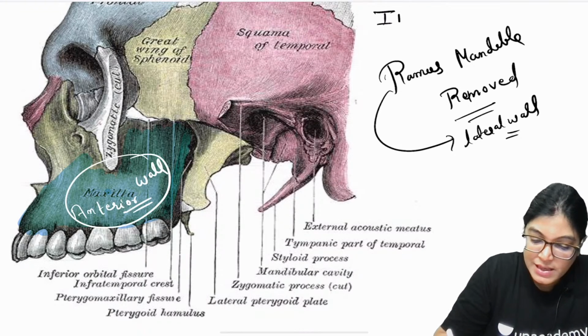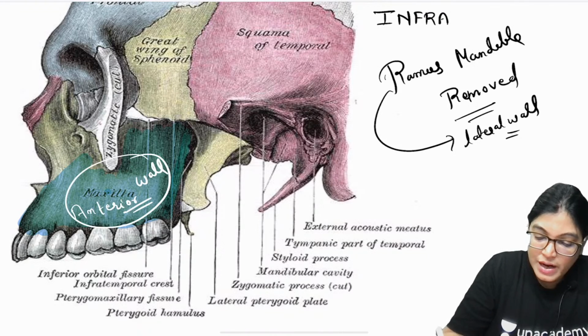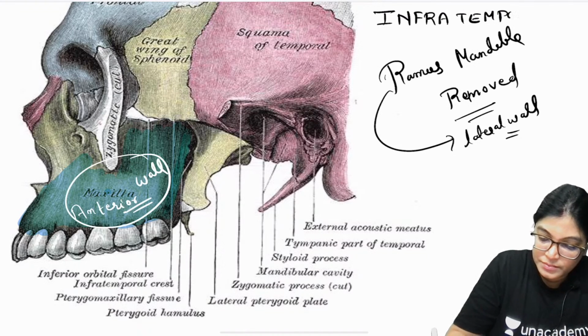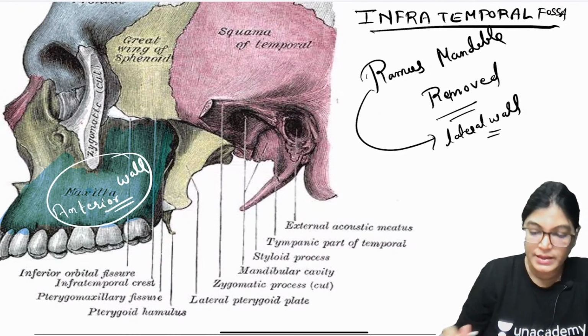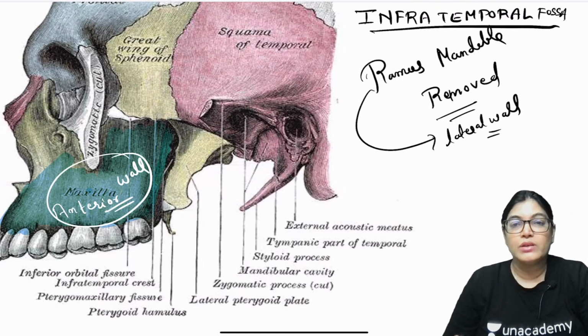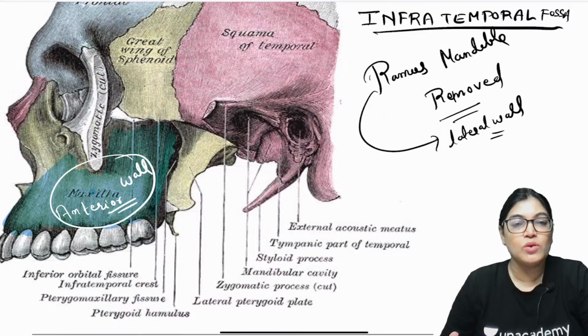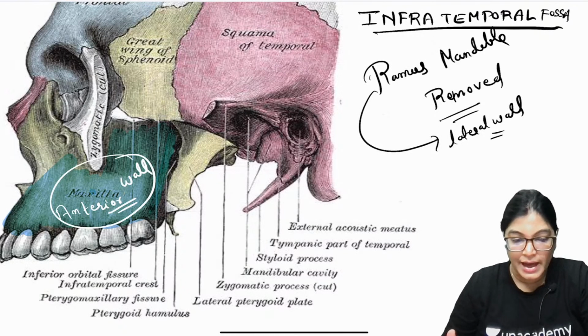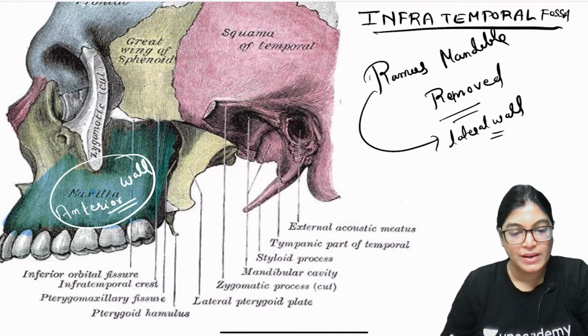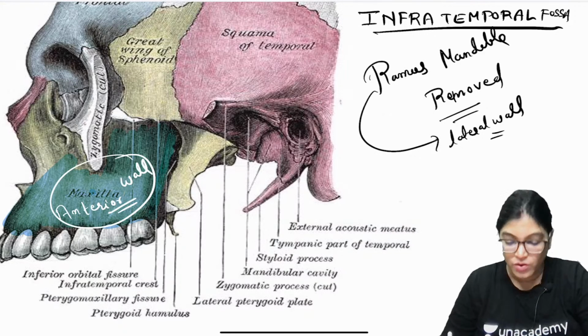So what area are we seeing? We are seeing the area of the infratemporal fossa. Got it? The ramus of the mandible is removed, and the blue color area which I have highlighted is the maxilla. Now, can everybody appreciate the pterygoid plate, the lateral surface of the pterygoid plate?